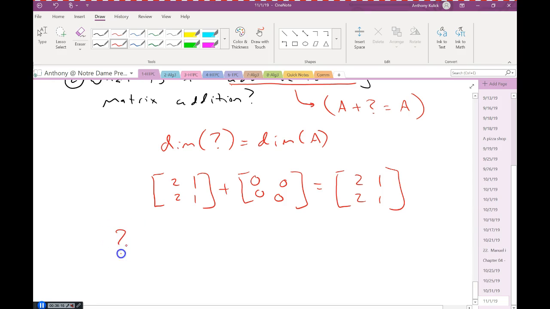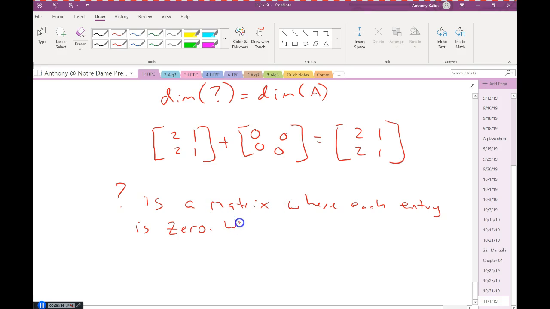Okay, so we can say that this question mark is a matrix where each entry is 0. We can also refer to this additive identity as the zero matrix.